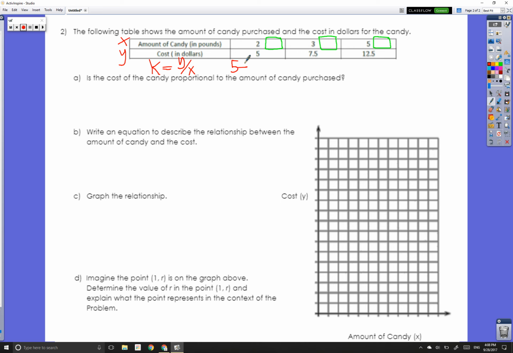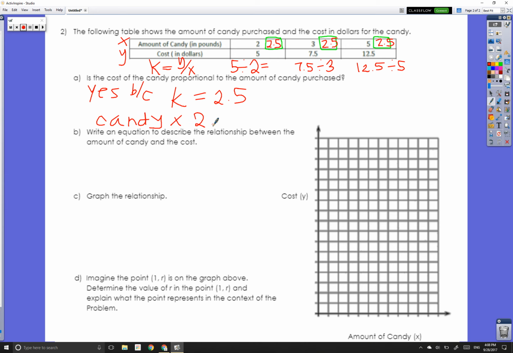So in this case, I would do 5 divided by 2, which gives me 2.5. I would do 7.5 divided by 3, which happens to give me 2.5, and then 12.5 divided by 5, which happens to also give me 2.5. So yes, it is proportional because the constant is 2.5. What's another way to say that? The amount of candy, oopsie, multiplied by 2.5 is equal to the cost. So because every x is multiplied by the exact same value, that's why it's proportional.